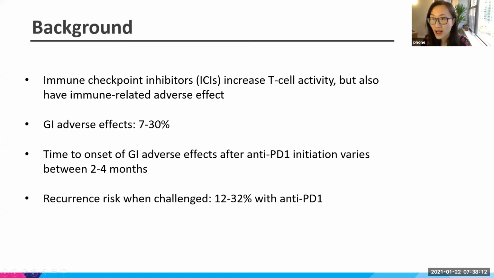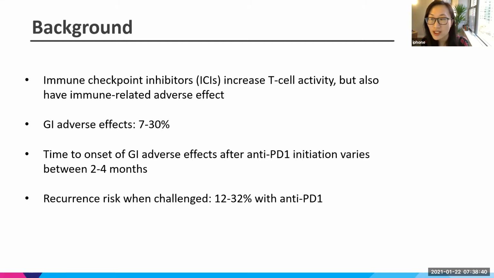So just as a brief background, immune checkpoint inhibitors increase T cell activity and the anti-tumor immune response, but also have immune-related adverse effects that affect the GI tract. In terms of the adverse events in the GI tract specifically, it's seen in about 7 to 30% of patients on immune checkpoint inhibitors, depending on the class of immune checkpoint inhibitors used.